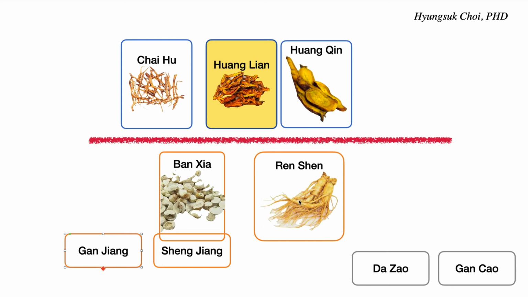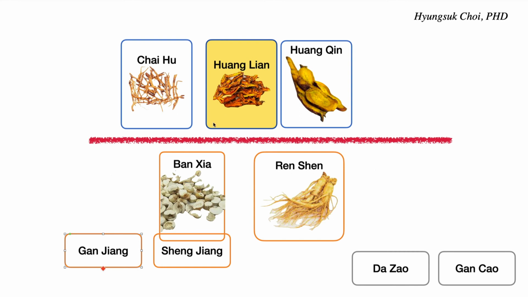And Renshen is here, another warming herb. Banxia and Renshen warm the middle jiao and help the function of the gastrointestinal system. So these five herbs, Chai Hu, Huang Lian, Huang Qin, Banxia and Renshen, are the essential herbs. You need to understand all these variations. Da Zao and Gan Cao are included in all those formulas, Xiao Chai Hu Tang, Bansha Xiexin Tang, and Huang Lian Tang, but these herbs work like a coordinator. They do not play a critical role in these formulas.